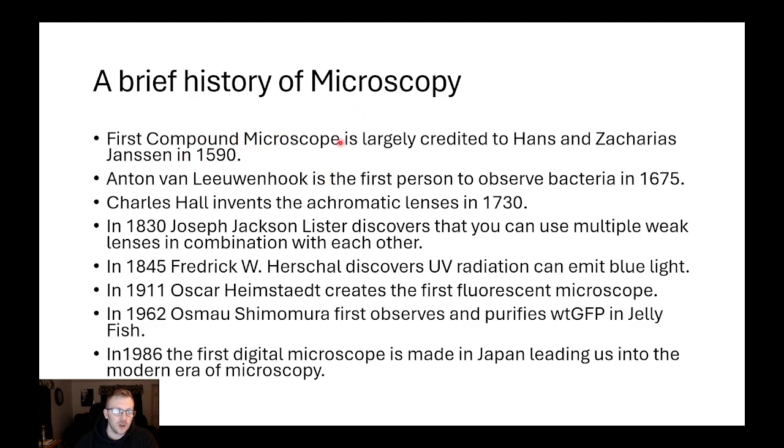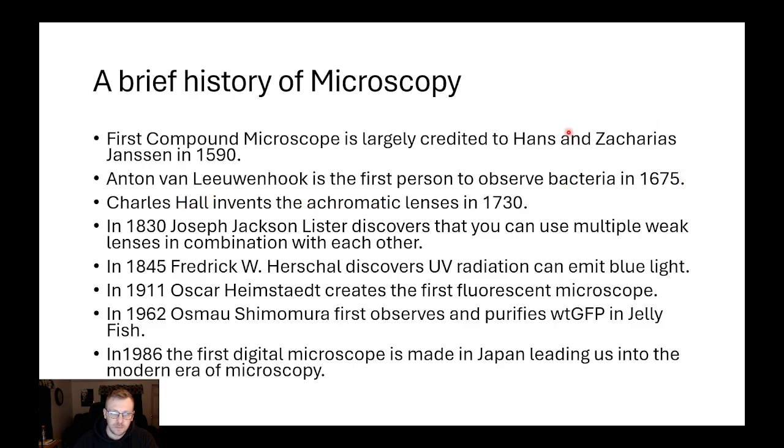So the first compound microscope is largely credited to Hans and Zacharias Janssen in 1590. Anton von Leeuwenhoek was the first to observe bacteria. I'm sure in your biology class you heard about the animalcules discovery in pond water. Charles Hall invents achromatic lenses.